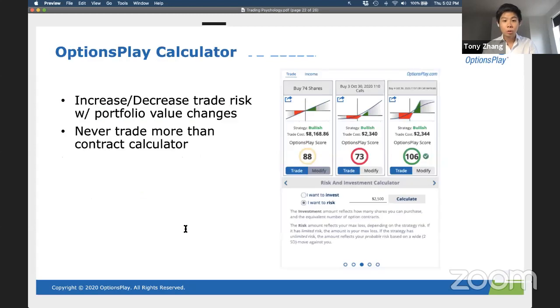Again, OptionsPlay is a tool that you can utilize to help you do that using our risk and investment calculator. You don't have to do this math yourself. You just have to know how much am I willing to risk per trade, plug that into the risk and investment calculator, and that will show you the appropriate number of contracts that you can trade. And we will calculate for you based on the max risk of each strategy as to how many contracts that you can trade, and never trade more than what the contract calculator tells you in terms of the number of contracts.